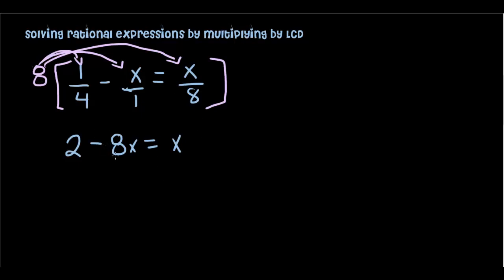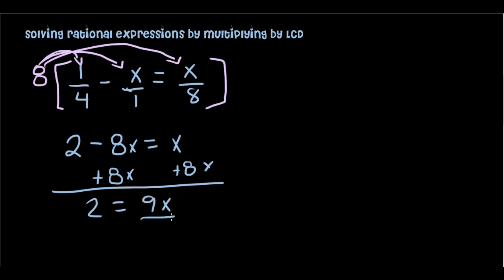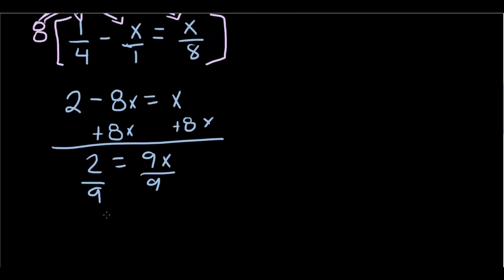So then from here, I can add 8x to both sides. And then divide both sides by 9. So then the answer is x equals 2 over 9.